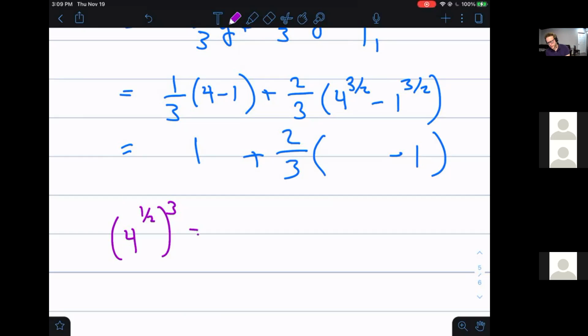So if I do 4 to the 1/2 power, that's of course the same thing as the square root of 4. So that's 2. And 2 to the 3rd power is going to be 8.